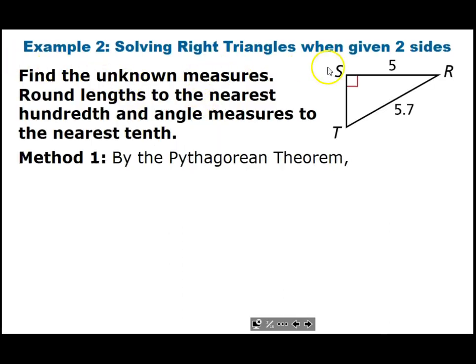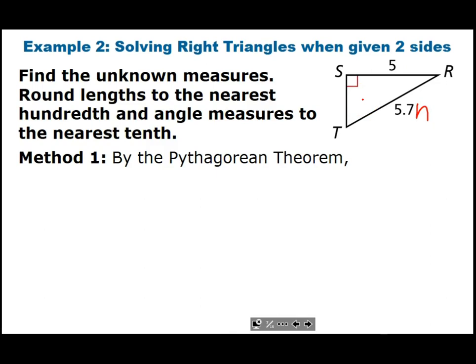So let's look at this one. Right now we have 2 sides, but we don't have either one of the acute angles. The first thing we can do to solve for the unknown side is to use the Pythagorean theorem. In this case, this would be H.